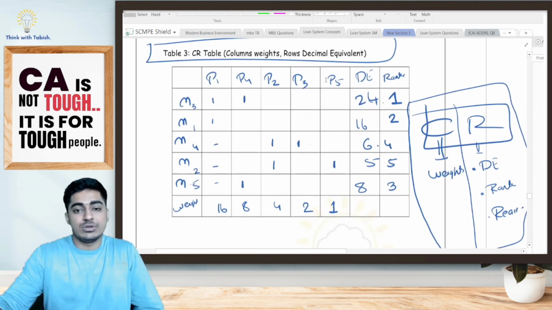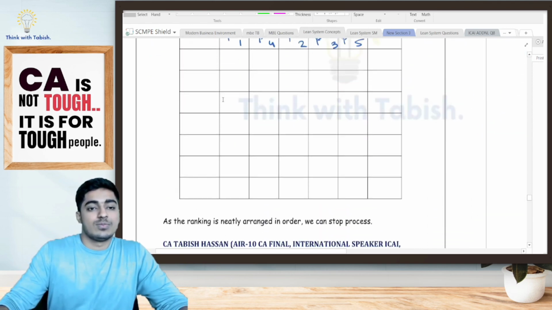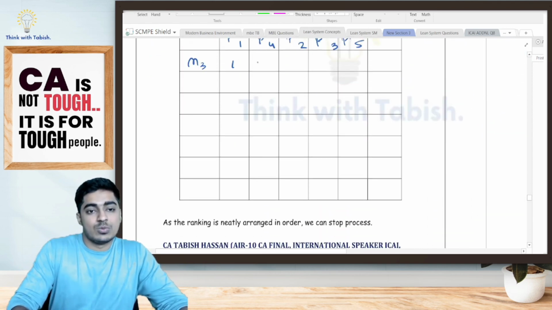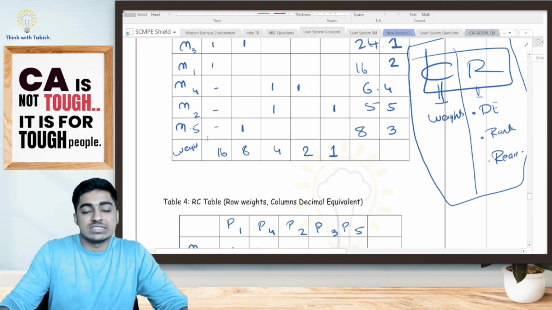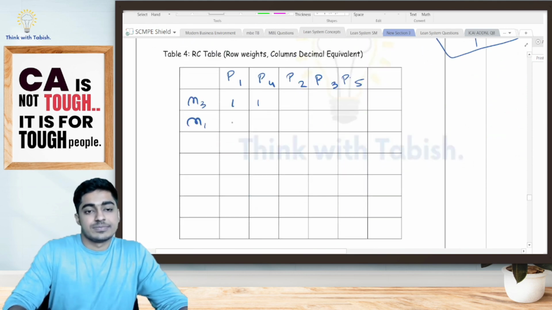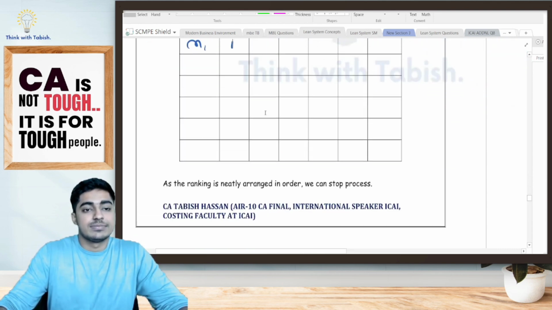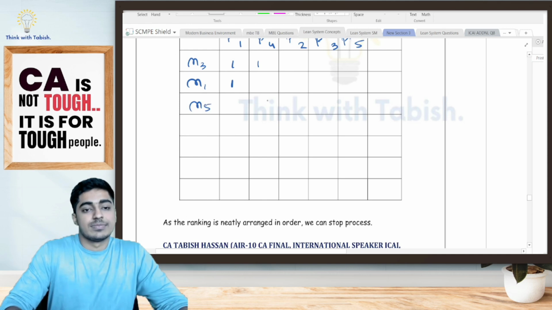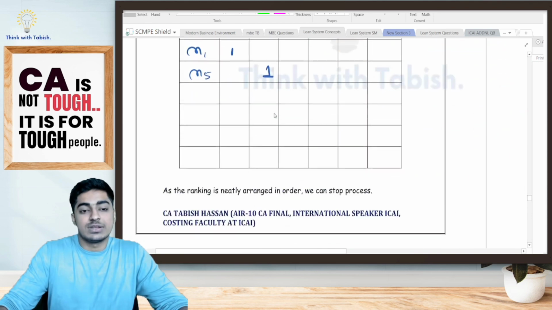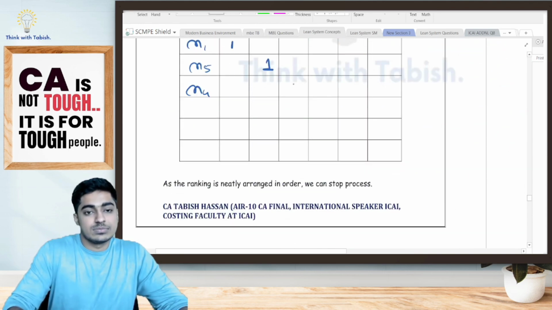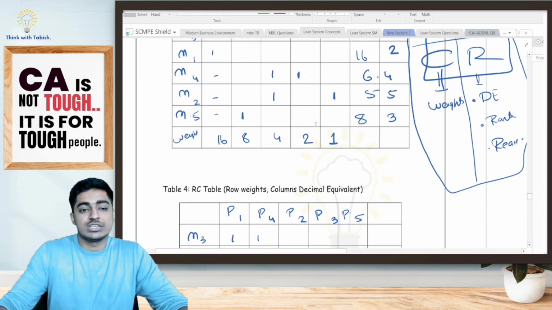Now my rows I need to rearrange. Pay attention, students. First one is M3, 1, 1, dash, dash, dash. Second rank is going to be M1. It is 1, dash, dash, dash, dash. Third ranking is M5, dash, 1. Fourth ranking is going to be M4, dash, dash, 1, 1. And fifth ranking is going to be M2, dash, dash, 1, dash, 1.